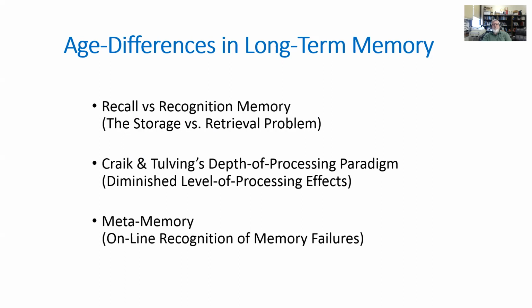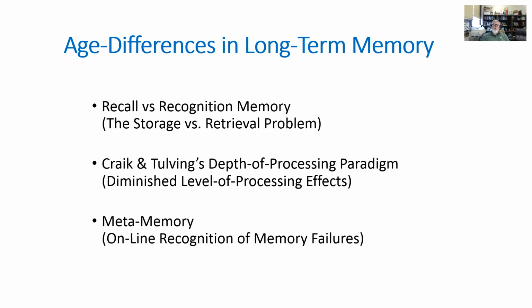And now this brings us to the last stage of the information processing model, and that is we're going to look at age differences in long-term memory. And we're going to explore these age differences in long-term memory by looking at 3 different snapshots. We're going to look at differences in recall versus recognition memory, which has some implications for whether the limiting factor on long-term memory is a storage problem or a retrieval problem.